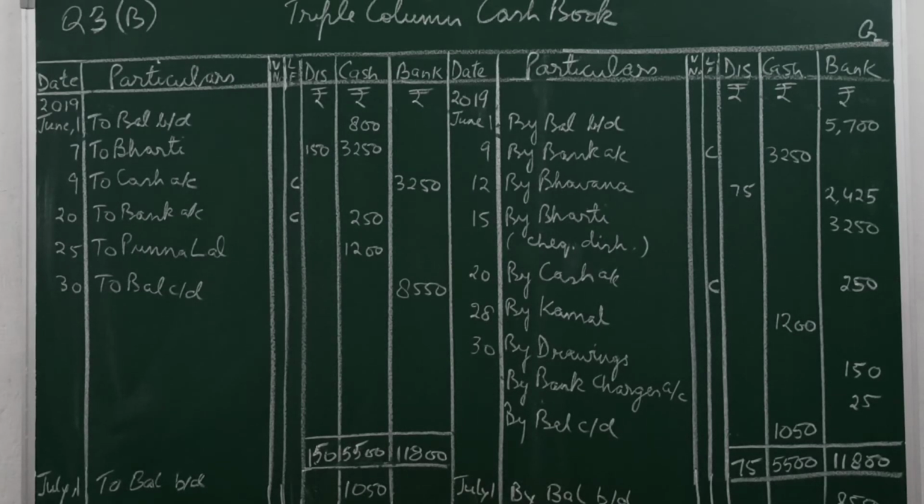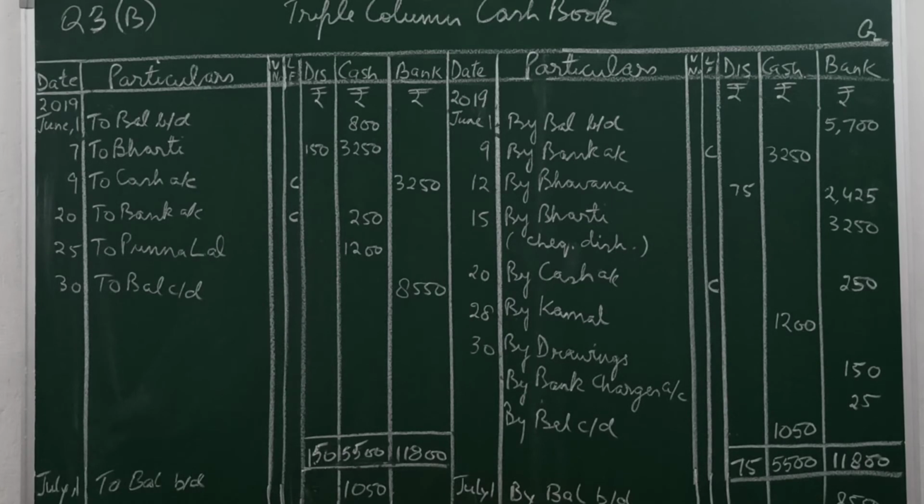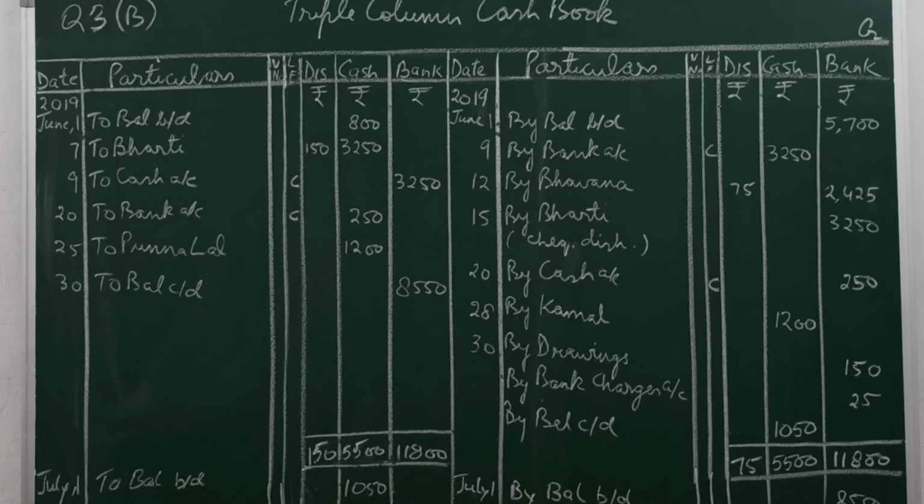On 7th and 9th, already the cash column has been cancelled. If you see, on 7th, 3,250 has been debited and on 9th, 3,250 has been credited. So the effect is cancelled. To cancel the effect of 9th for check deposited to bank, it will be posted on the credit side in the bank column whenever the check is dishonored. So on 15th, by Bharti, 3,250 in the bank column, and nothing is to be mentioned about the discount because discount allowed will be cancelled in the journal by passing entry Bharti debit to discount allowed account.